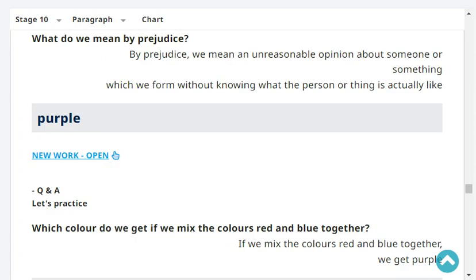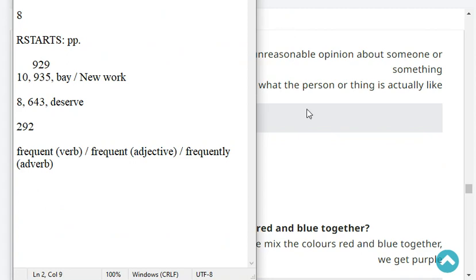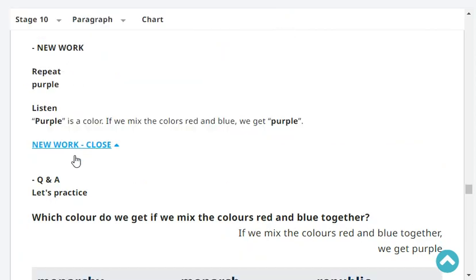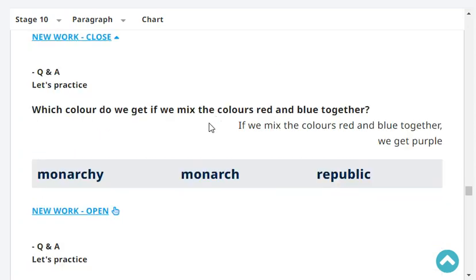Next, repeat. Purple. Very good. Okay, listen. Purple is a color. If we mix the colors red and blue together, we get purple. Okay, let's practice. Which color do we get if we mix the colors red and blue together? If we mix the colors red and blue together, we get purple.